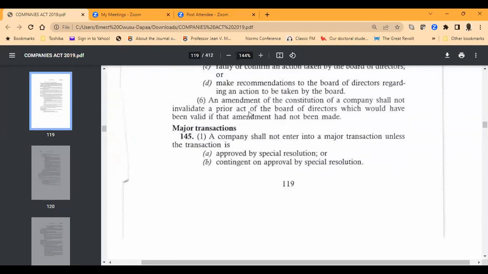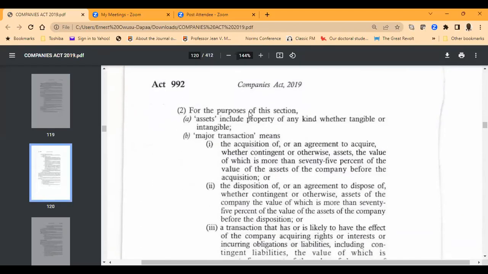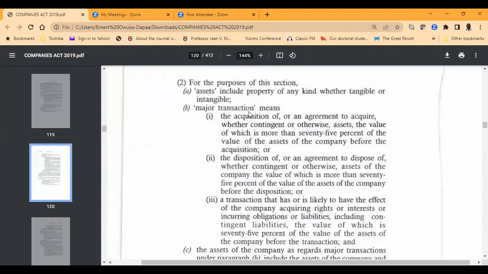And I had earlier quoted section 145(1) to say that it is mandatory that a special resolution is passed either before or immediately thereafter. That is all contingent on approval of a special resolution. And then we wanted to understand when we say a major transaction. Anyway, before I even move on to this major transaction bit, can somebody tell us the difference between special resolution and ordinary resolution? What is the difference?